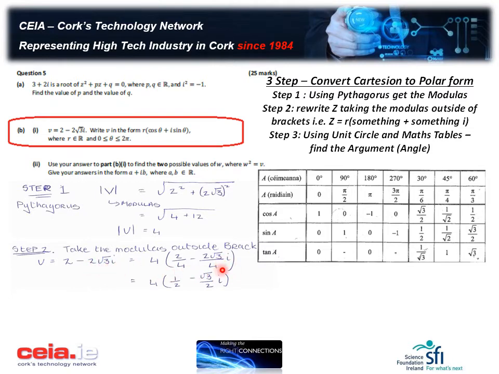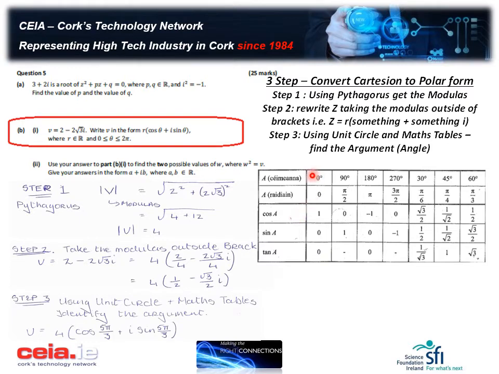And that's probably the safest way, really, to make sure that you don't make a silly arithmetic mistake in the heat of the exam hall on the day with all the stress attached to that. So then we can simplify that down. So 2 over 4 is a half, and that ends up being root 3 over 2i. Step 2, done. And then the final step is to find the argument associated with the complex number using our knowledge of the unit circle and maths tables.